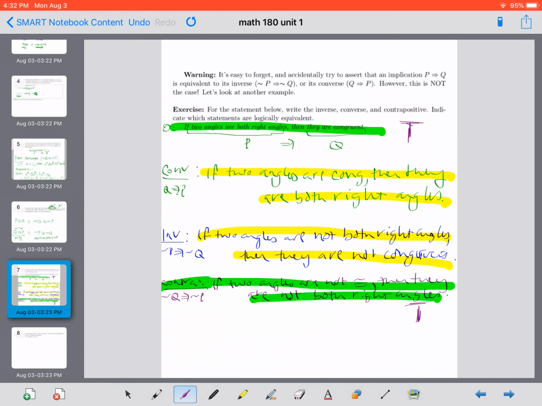In the converse we have, if two angles are congruent, then they are both right angles. Do we know that that's the case? If all they've told us is that these two angles are congruent to each other, do we know that they're both 90-degree angles? No, not necessarily. These two angles could both be 30-degree angles. Let's say this one and this one. Well, I just sketched them, they don't really look like that necessarily. But no, this is not necessarily the case that they're both right angles. This is false in general, because it's not necessarily going to be the case that they're both right angles. And since we know that the converse is false, we know that the inverse is false as well.